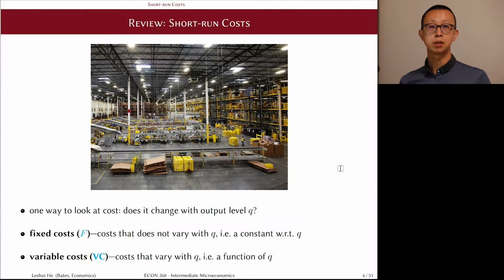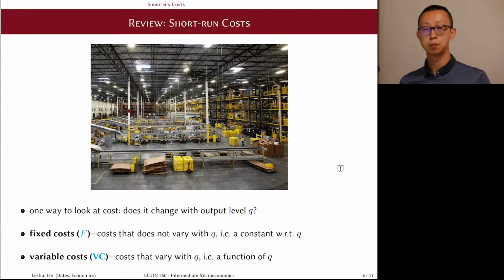On the other hand, because UPS can adjust the number of warehouse workers they hire based on the seasonality, their labor costs will likely vary with their business. During the holiday season, when they deliver more packages, they can hire seasonal workers and their labor costs are going to be higher. We can generalize this idea by separating firms' costs into fixed costs and variable costs. Fixed costs are those that do not vary with the level of output, because their underlying inputs are fixed in the short run. And variable costs are those costs that vary with the level of output.